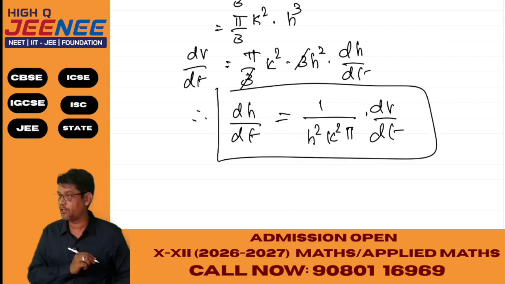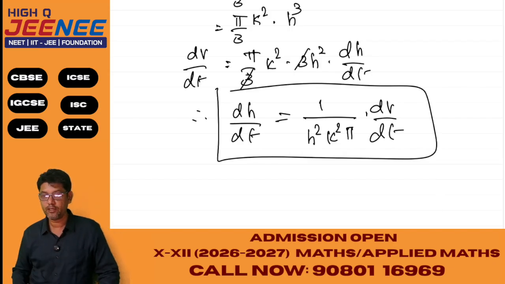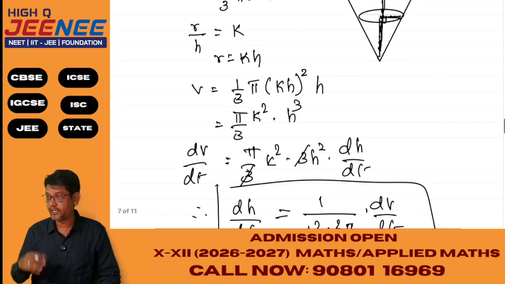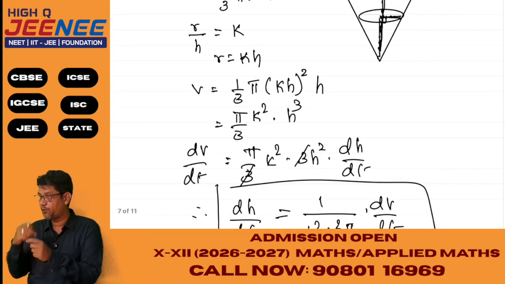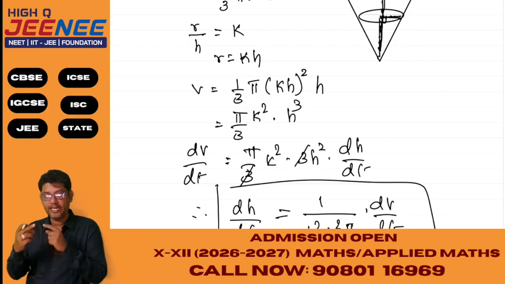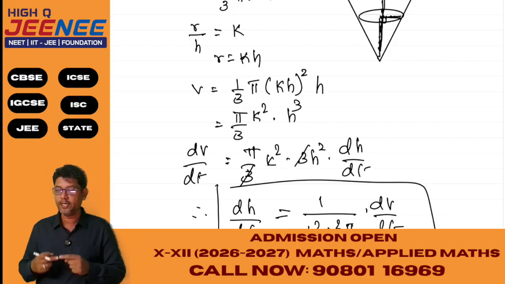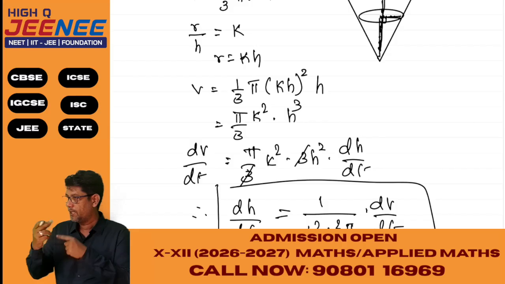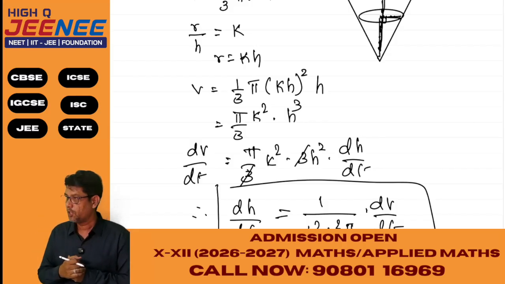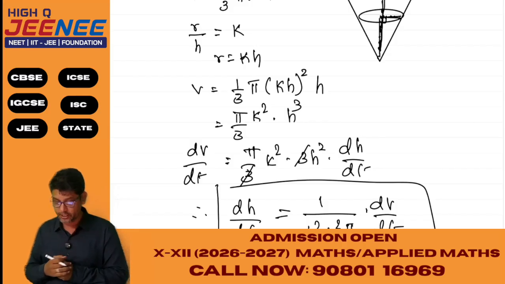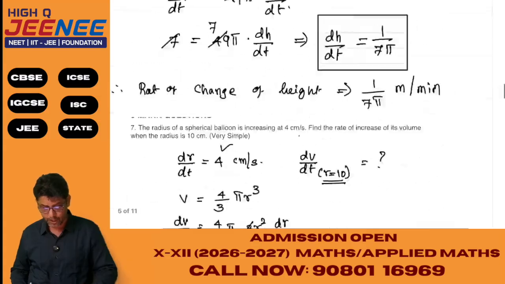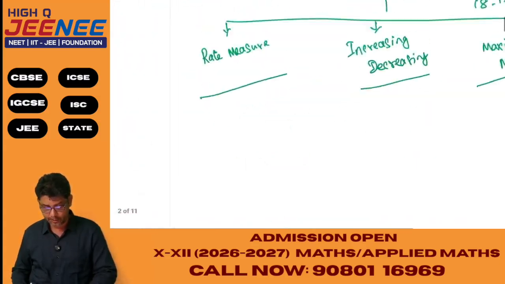This is the rate of change of its height. Here, initially we found the value of R, so we have to resubstitute the value of R. R and H are always constant. In such questions, always take the ratio between R and H as a constant. Okay, fine. So that's all with our rate measure.